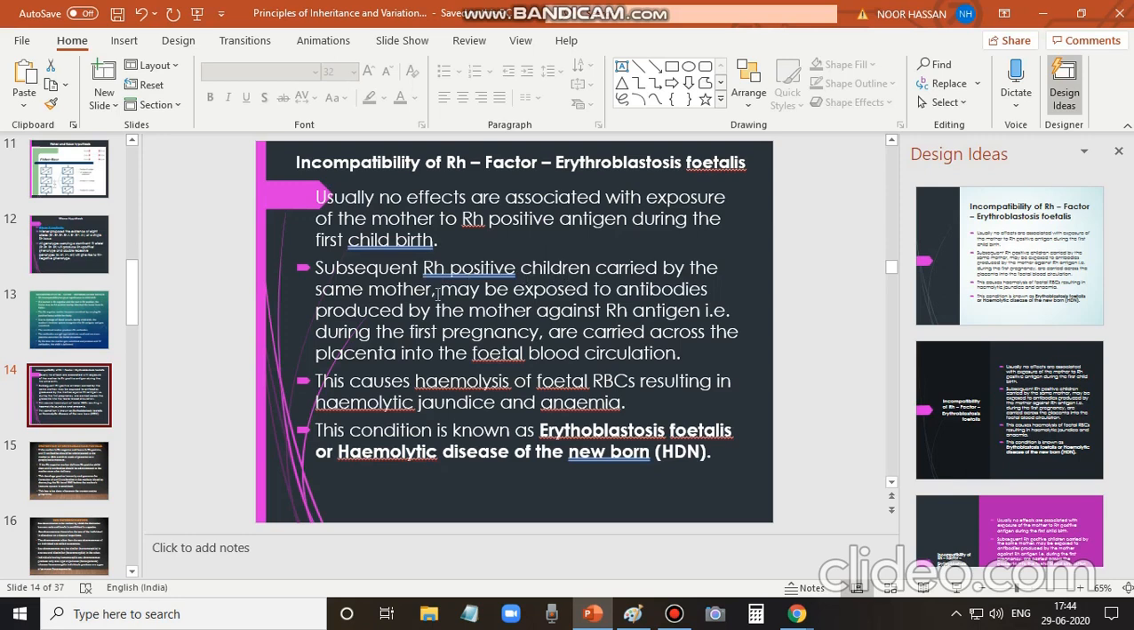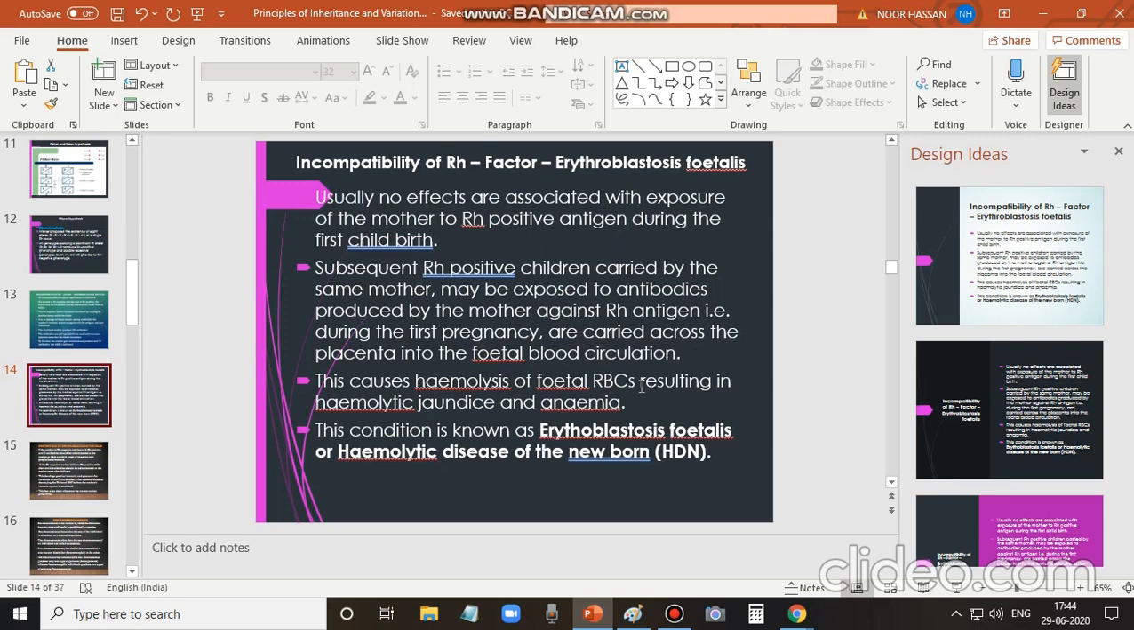But in the second pregnancy, Rh positive children carried by the same mother for the second time may be exposed to antibodies produced by the mother against the Rh antigen during the first pregnancy, which are carried across the placenta into the fetal blood circulation.